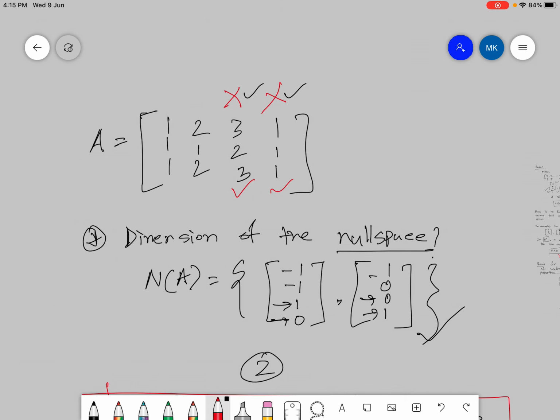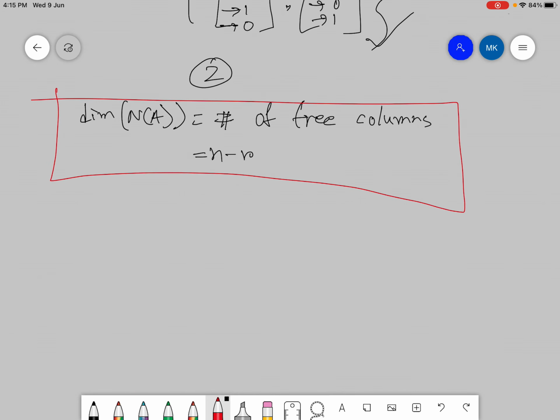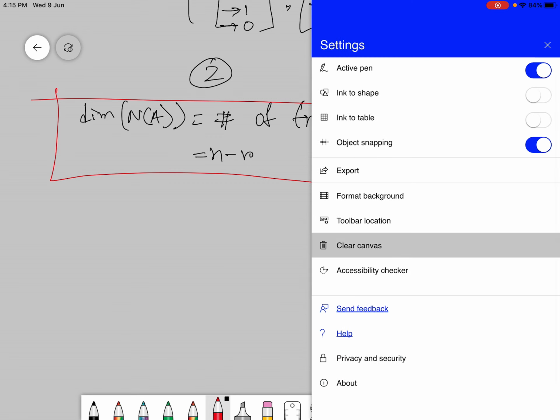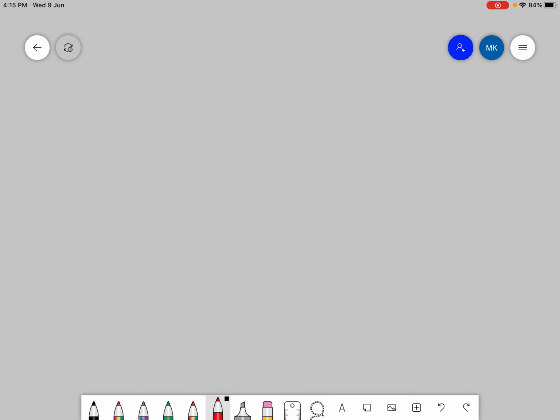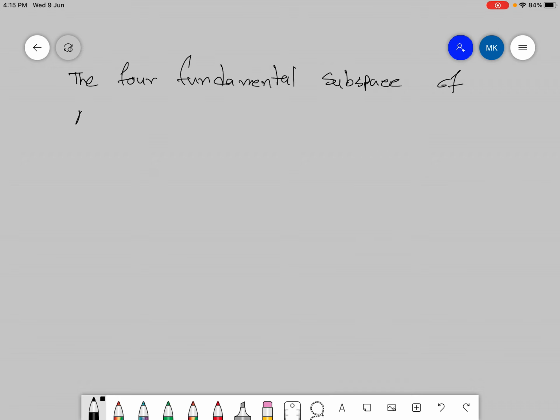So I think you already got the main ideas of the dimension and the basis vectors. So let us solve the bigger question, the 4 fundamental subspaces of any matrix.